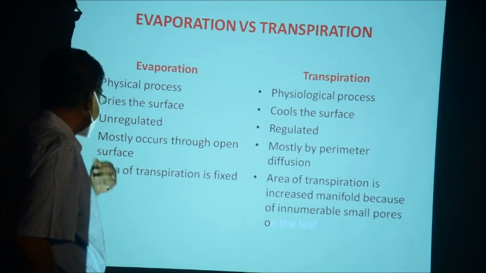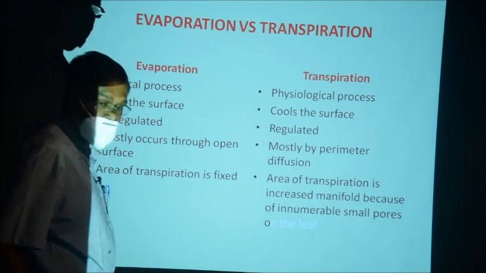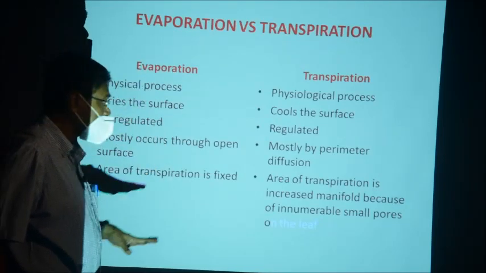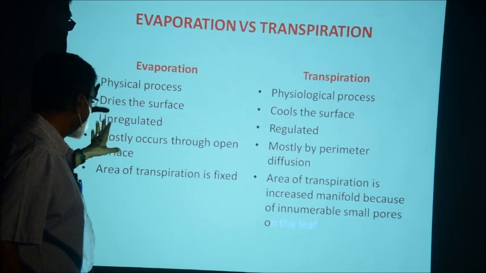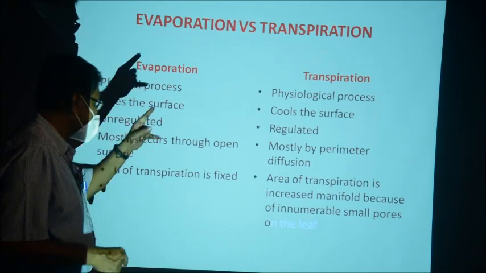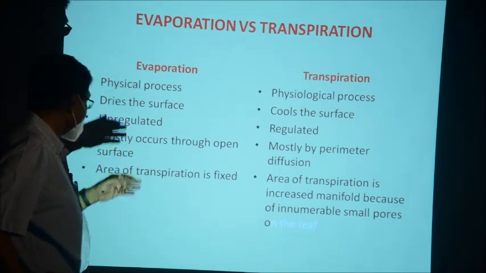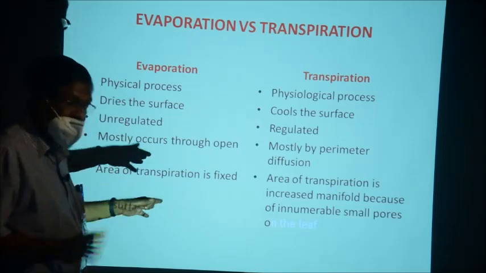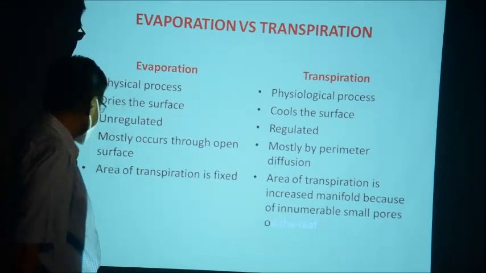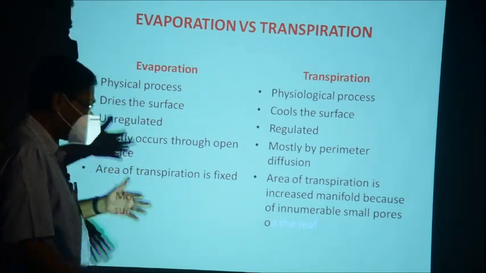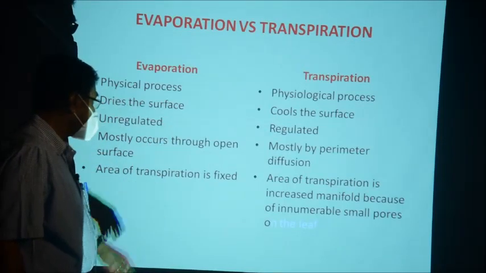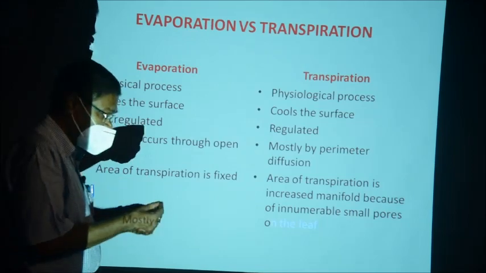Now, another difference that you may get is evaporation and transpiration. Evaporation is a physical process and transpiration is a physiological process. Evaporation causes dryness of the surface, whereas transpiration cools the surface. Evaporation is not regulated, but transpiration is regulated because of stomatal movement. Evaporation mostly occurs through open spaces like ponds, wells, all these places. But transpiration occurs through perimeter diffusion.